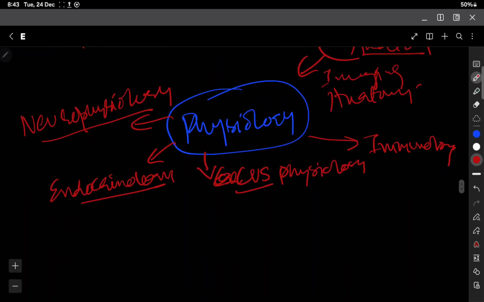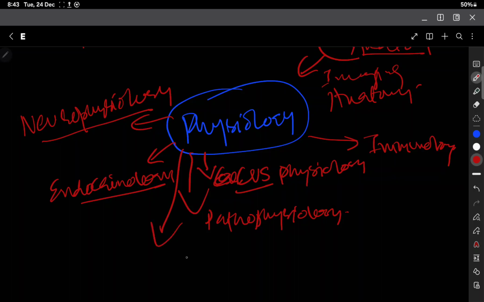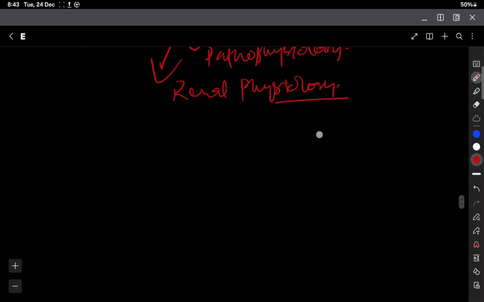And another scope is, for example, pathophysiology, where we will be studying about the diseases, and renal physiology and much more. Okay, so this means we have studied human anatomy and human physiology. What is human anatomy? What is human physiology? What is the scope of human anatomy? What is the scope of human physiology? So these are the things we have studied till now.